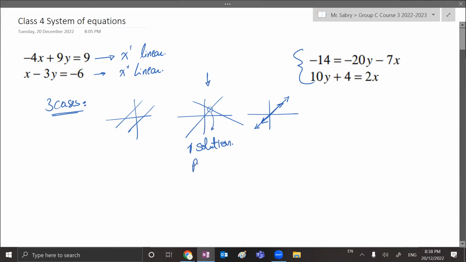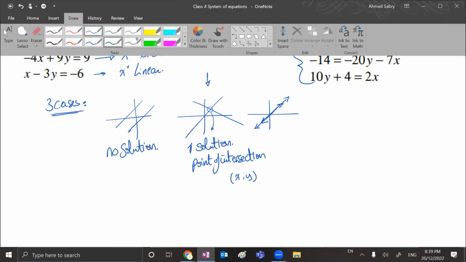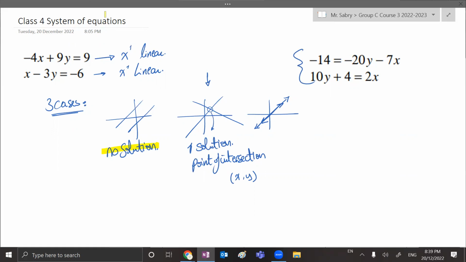Okay? Well, since it is a point, it means it has an x and y. It has two numbers to represent it. While if we're talking about the case here, two parallel lines, this means they will never ever intersect. So this means they'll have no solution. So when a system of equations has no solution, what does that mean? It means these two lines are parallel to each other.